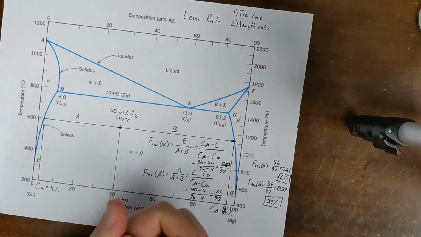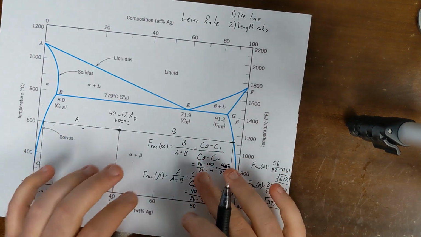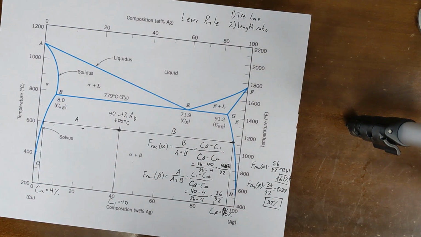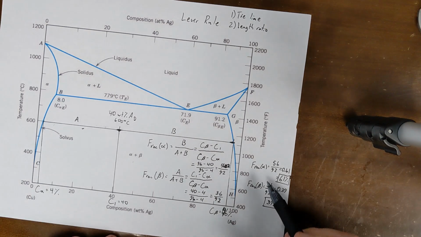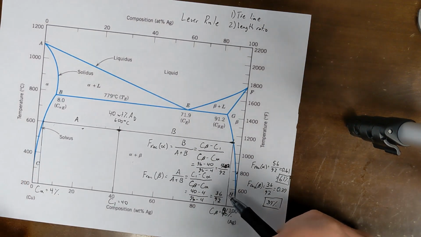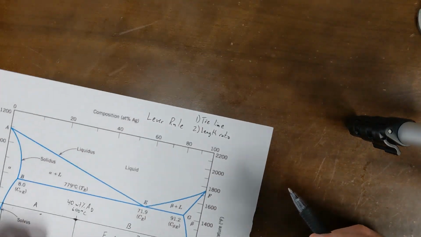So really, you just need the tie lines. You draw a line straight down, and then you do the ratio. And you can do this for basically any two-phase system, right? So the lever rule gives us the fractional amount of each phase. The tie line gives us the composition of every phase present, which is quite nice. All right, let's do another example.